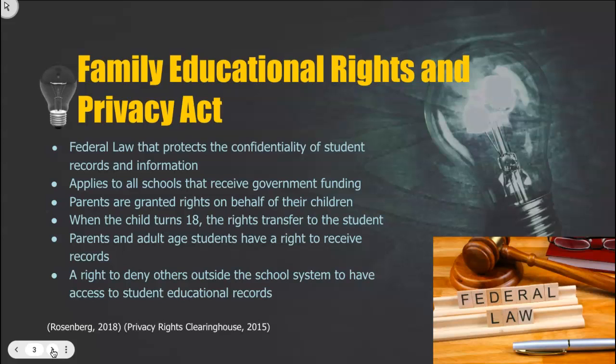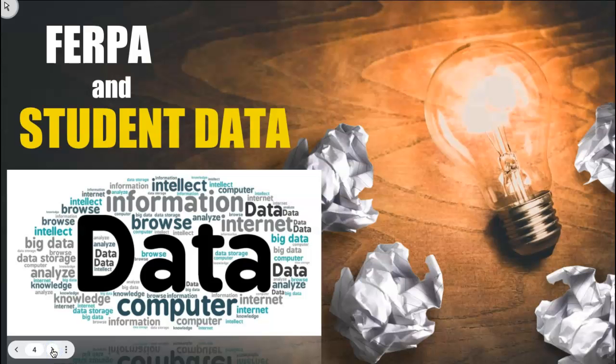The parents are granted rights on behalf of their children. When the child turns 18, the rights transfer to that student, so this will follow them into higher ed type of learning. Parents and adult age students have a right to receive records, and it also gives the school a right to deny others outside the school system access to those student educational records.